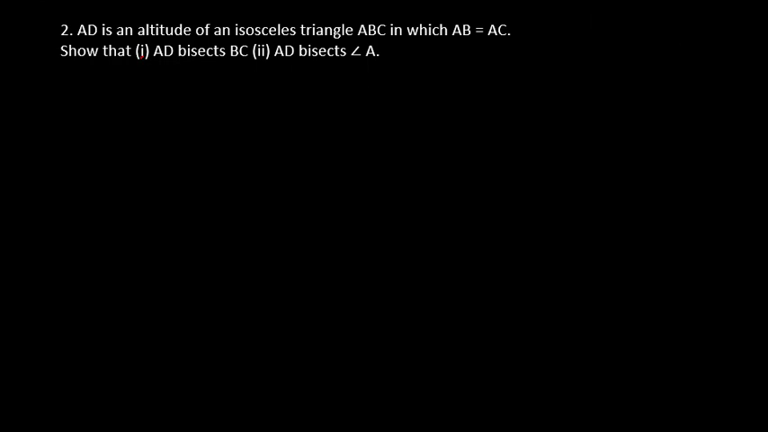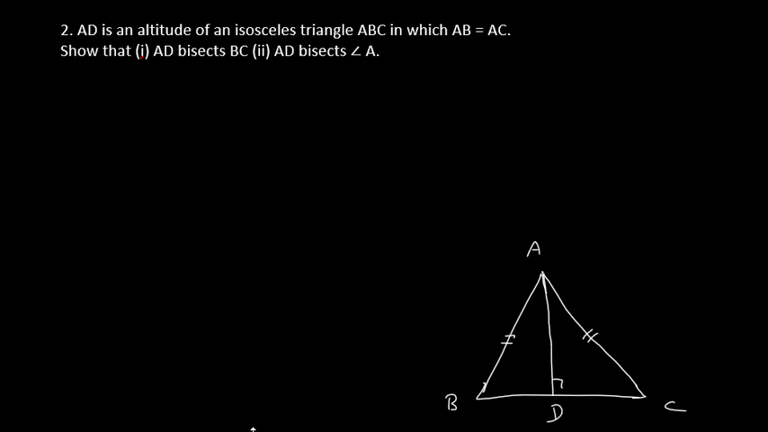So first I will draw one isosceles triangle. Say here this is an isosceles triangle ABC. So ABC is the isosceles triangle in which AB and AC are equal. AD is the altitude, so from A we draw one perpendicular, 90 degrees. AD, this is altitude. Altitude means perpendicular. We have to show that AD bisects this BC. Show this BD part and CD part equal, and this AD bisects this angle A.